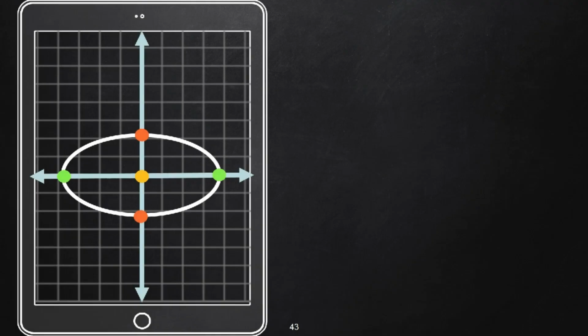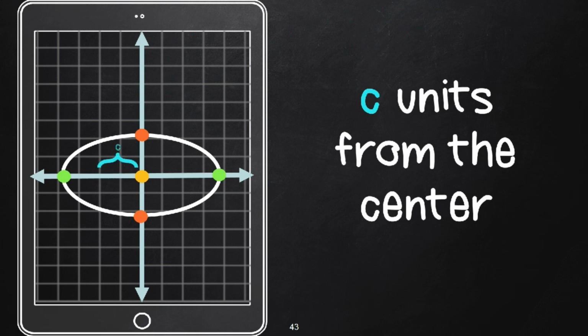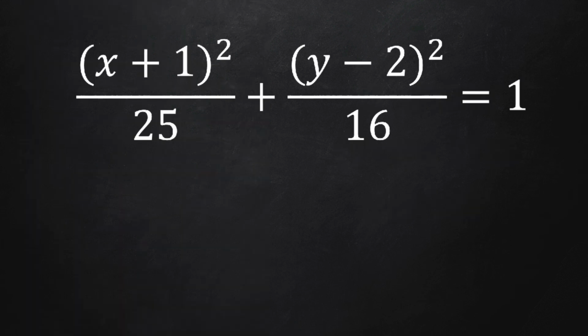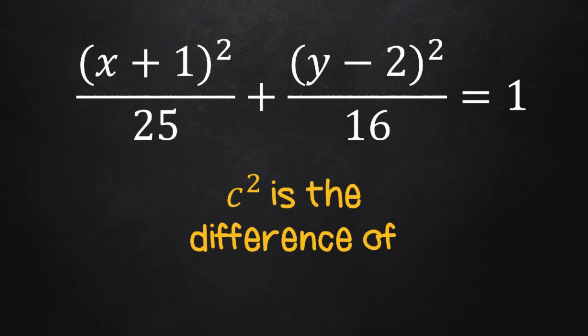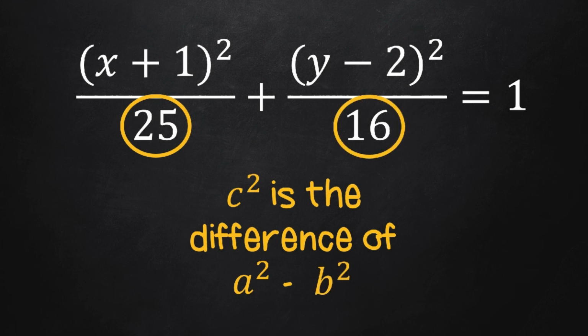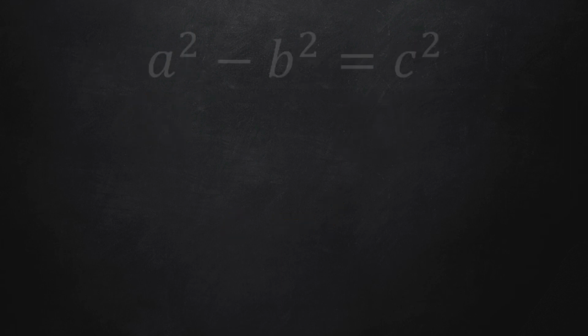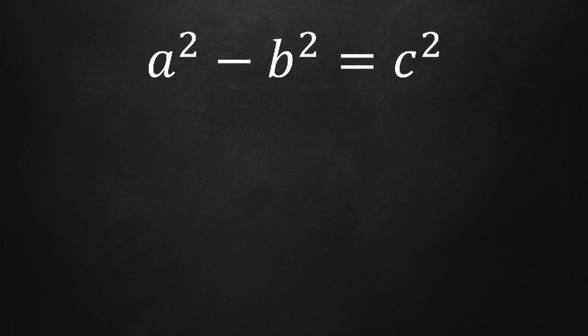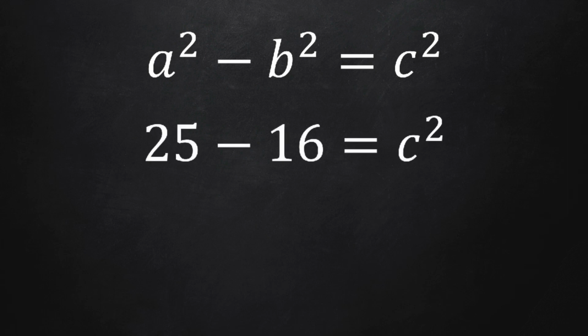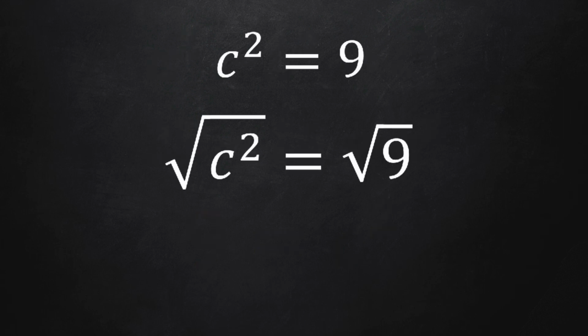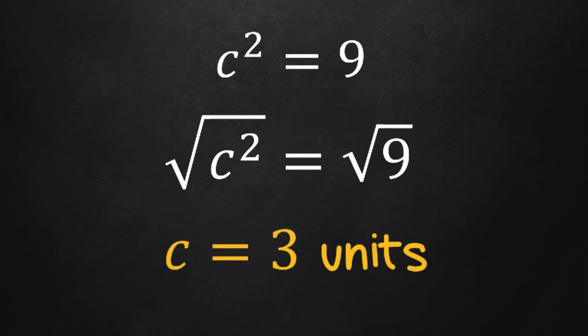Foci. A focus is c units from the center. We should take note that c squared is the difference of a squared, which is 25, and b squared, which is 16. What will be c? a squared minus b squared equals c squared. 25 minus 16 equals c squared, then 9 equals c squared. So, c squared equals 9, the square root of c squared equals the square root of 9, then the final answer will be c equals 3 units.